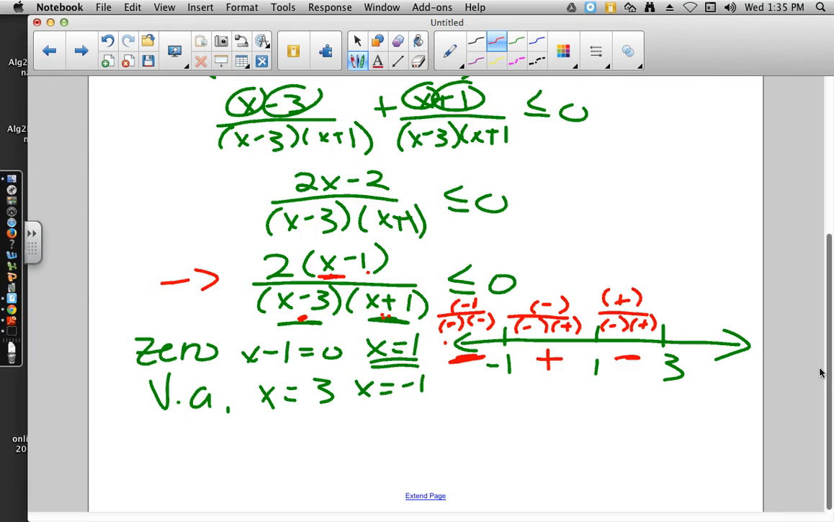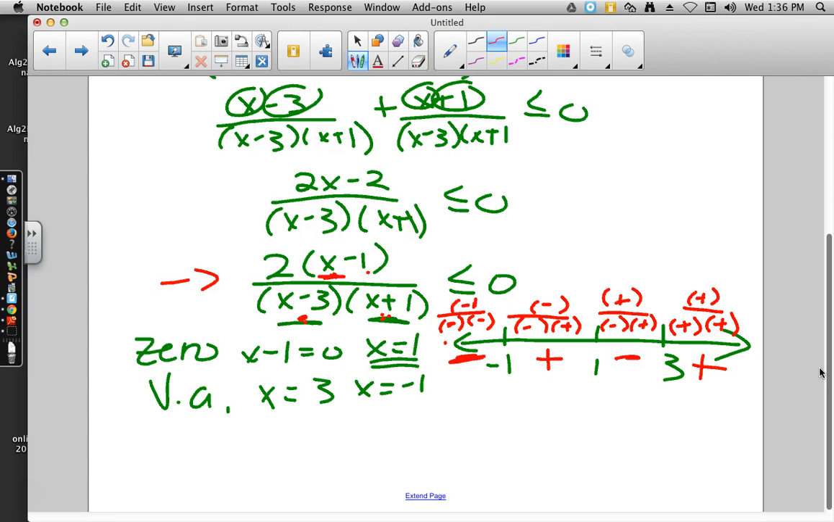Let's try to the right of 3, maybe a 4. 4 minus 1 times 2, definitely going to be positive. 4 minus 3, that's going to be positive. And 4 plus 1, that will be positive. So we do have sign changes throughout. And this was for problem number 49.